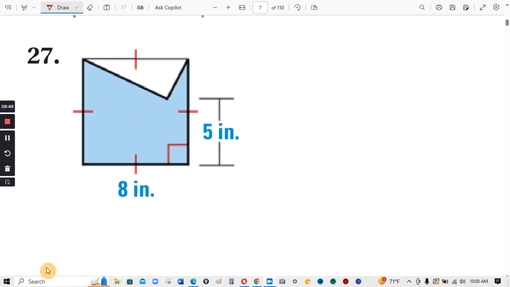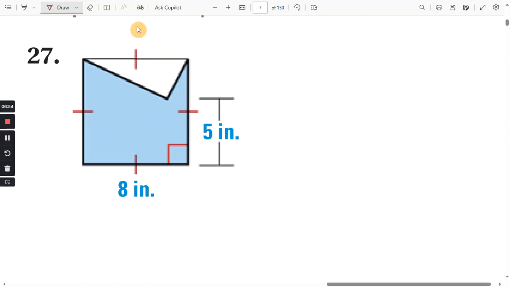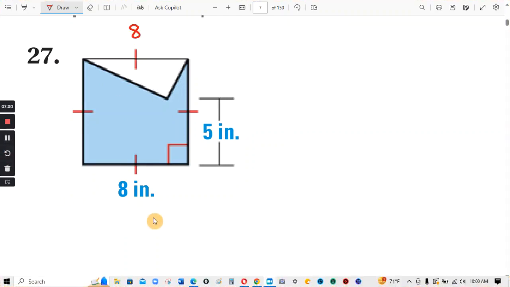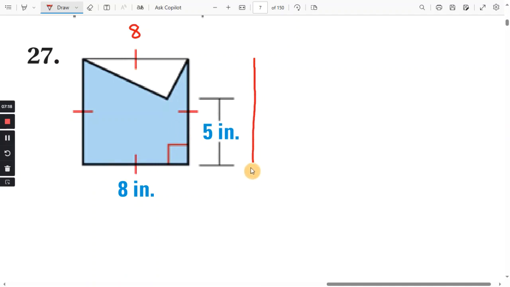Finally, number 27 looks like a square. All the sides are congruent. So if this side is 8 inches, this side right here is also going to be 8 inches. And I'm thinking, since we want the shaded area in blue, we find the area of the square and we subtract the unshaded area right here. All right. So each side is 8 inches. From here to here, top to bottom, that's 8 inches. And if this is 5, then from here to here is going to be 3 inches. All right, because 3 plus 5 is 8.